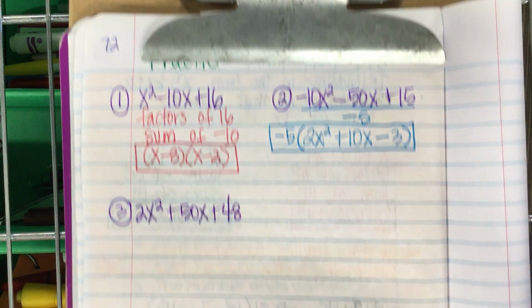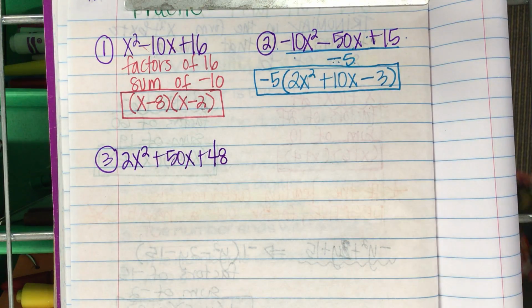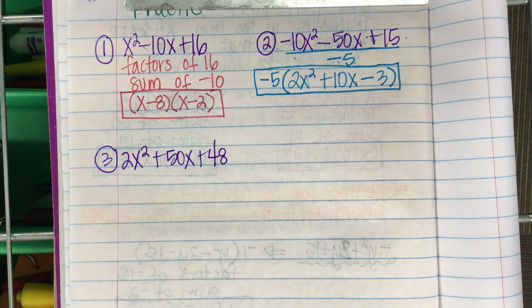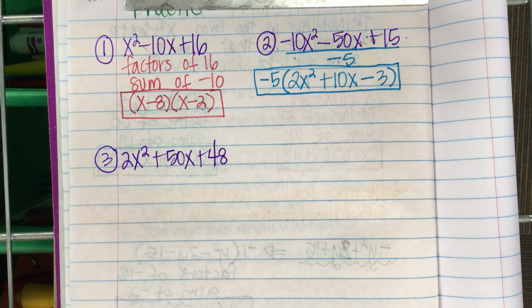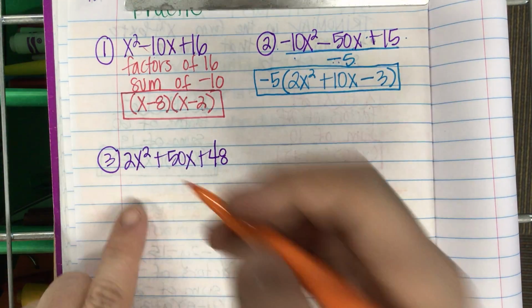2x squared plus 50x plus 48. Number 3, 2x squared plus 50x plus 48. Try it. I've got a leading coefficient. It's not negative, but I've got a leading coefficient. So I do have to find a greatest common factor. My greatest common factor is 2.